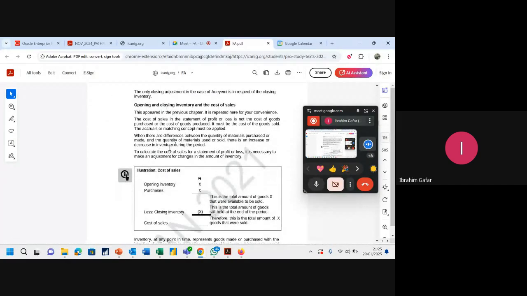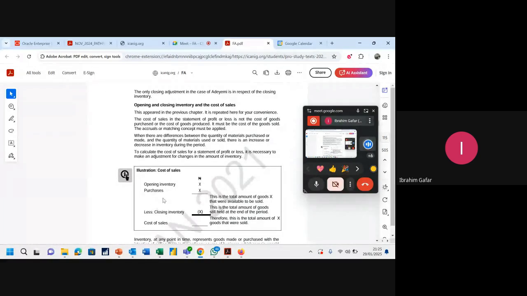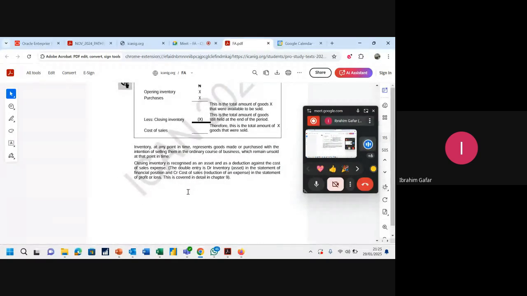Opening and closing inventory. So we have this formula here, which is the formula for cost of sales, and I'm sure I must have told us. That's when I said opening inventory, plus your purchases, less your closing inventory. That will give you your cost of sales. I must have said that before.